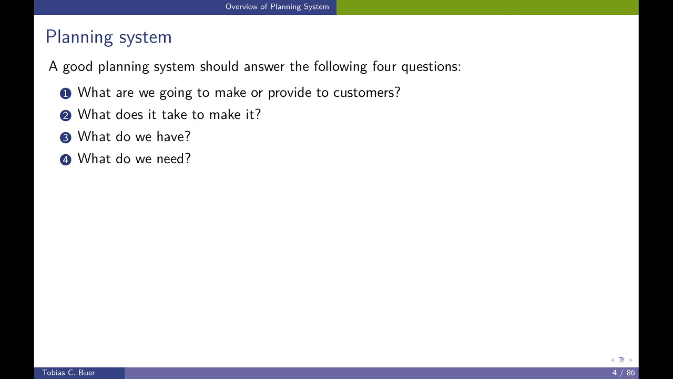Second question, what does it take to make it? Which resources do we need to produce, to offer these things? Third, what do we have? What are the resources? What are the advantages? What is it that we already have? And the fourth and final question, what do we need? What do we need to change? What do we need to do to provide the customer with our products or services?